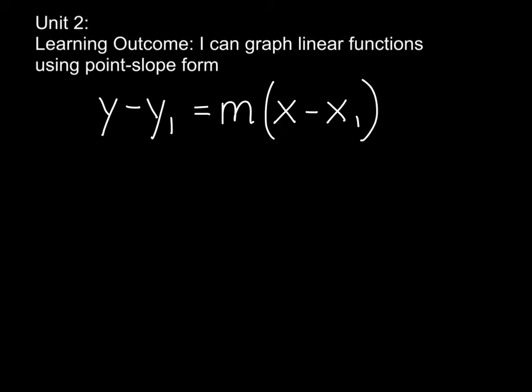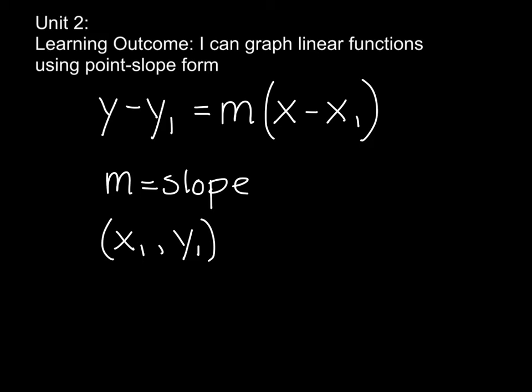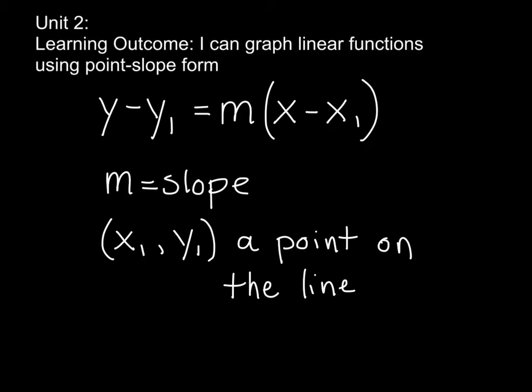Okay, where m is the slope and x1 comma y1 is a point on the line. Okay, so I want you to have that and be thinking about that as we look at an example.